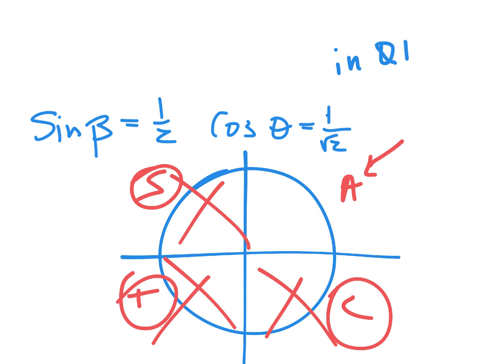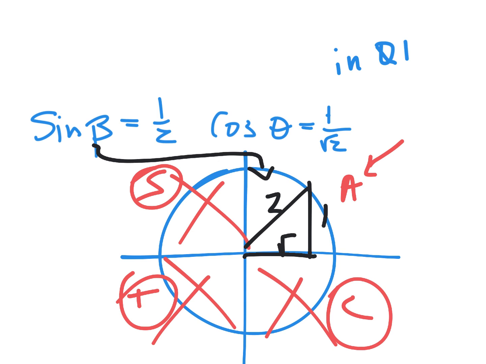Okay, so now I draw my triangle. And within that quadrant, the beta triangle, this one, has the opposite and the hypotenuse, and this must be square root of 3. Oh, I remember this one. The one across from the 1 here is 30 degrees, aka pi over 6. Do you get I just figured out the beta is pi over 6?